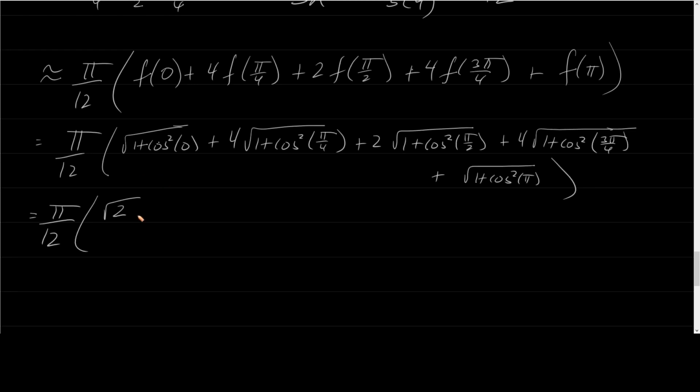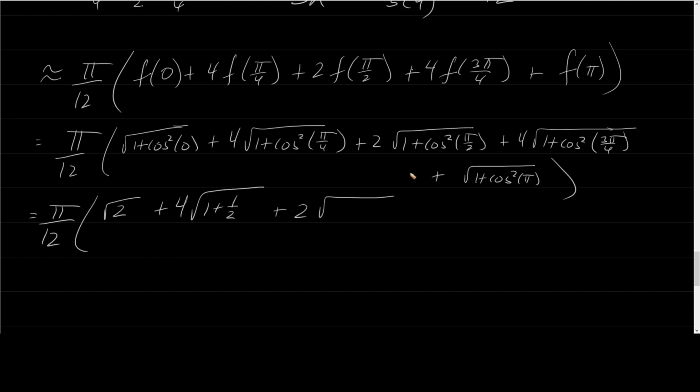Next one, cosine of pi over 4. Cosine of pi over 4 is radical 2 over 2. If I square that, I end up with 2 over 4, which is 1/2. So let's keep that in mind. So I have 1 plus 1/2 on the inside.